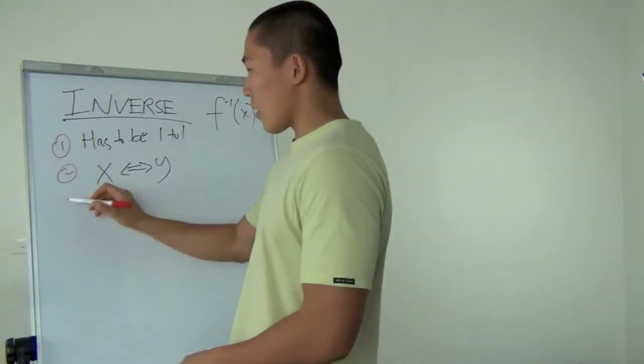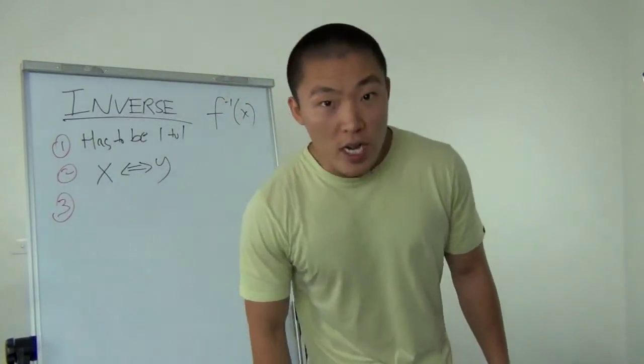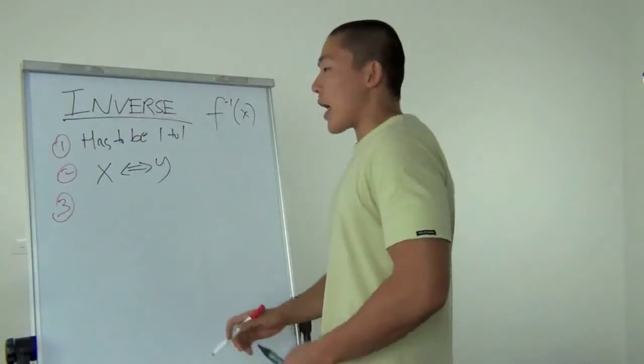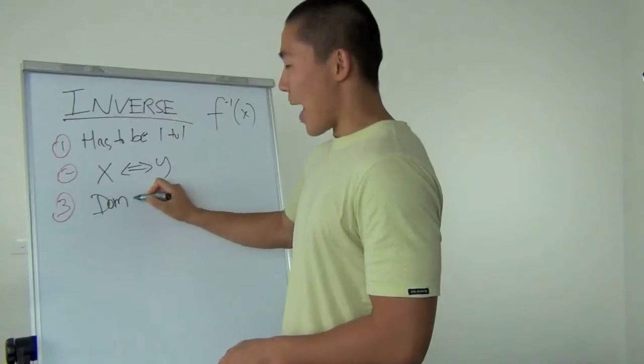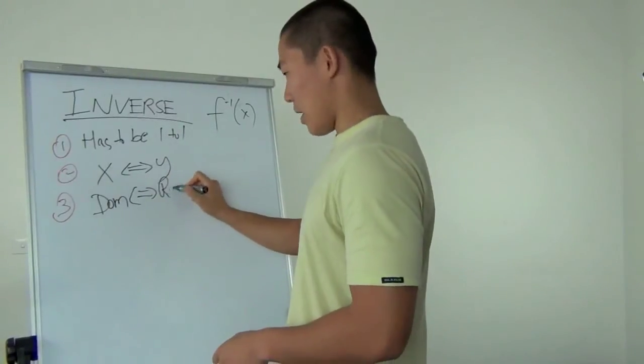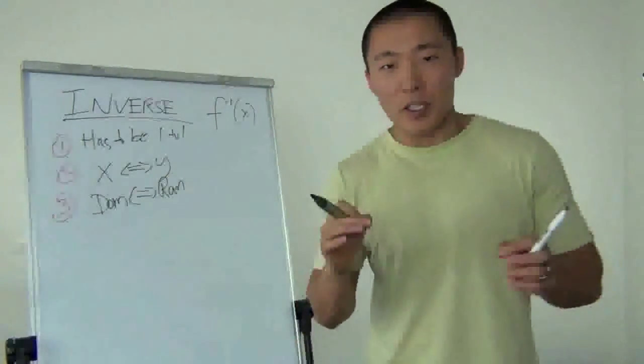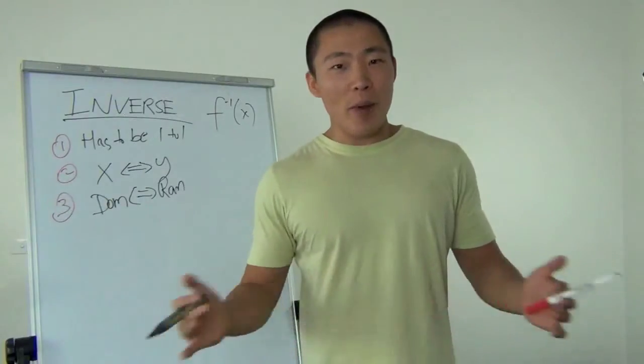Rule number 3. This is related to the last one. x is the domain, y is the range. So the range swaps with the domain. Simple enough.